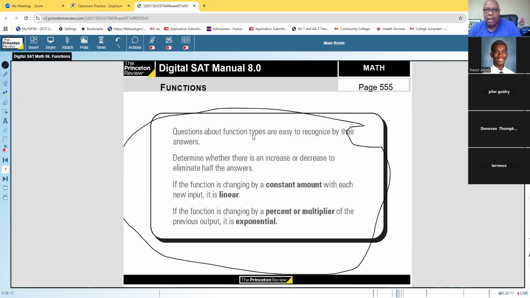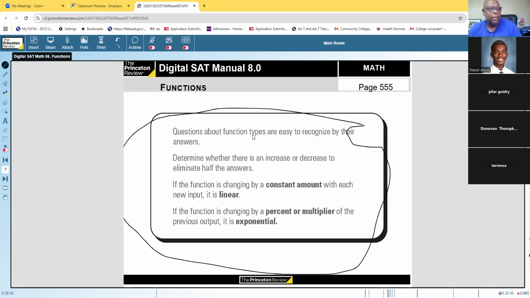Let's have a reading of that. Trevor, could you read that? Questions about function types are easy to recognize by their answers. Determine whether there is an increase or decrease to eliminate half the answers. If the function is changing by a constant amount with each new input, it is linear. If the function is changing by a percent or multiplier of the previous output, it is exponential.